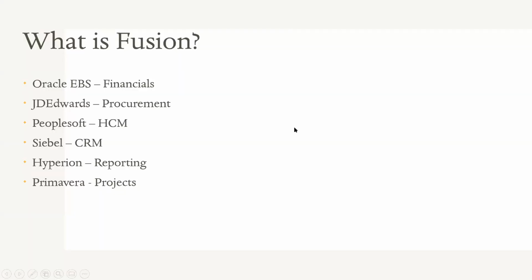Okay. So basically, what is Fusion application? Fusion application comprises six applications basically. Oracle had EBS financials, and on top of it, Oracle has added another five applications which Oracle has procured recently. JD Edwards has been procured by Oracle for the purpose of procurement. So procurement and all those things are entirely taken from JD Edwards.